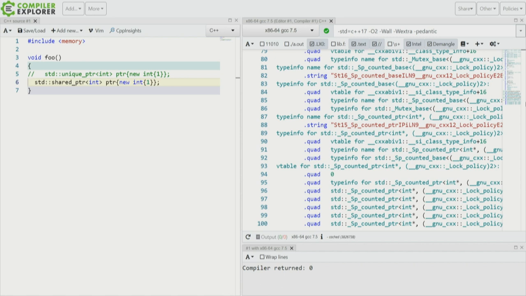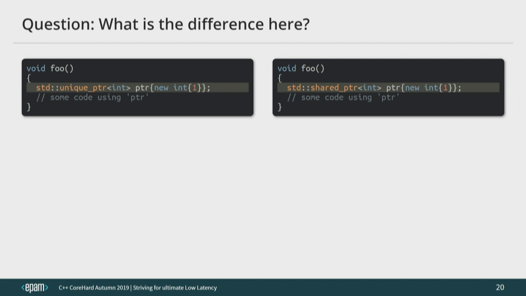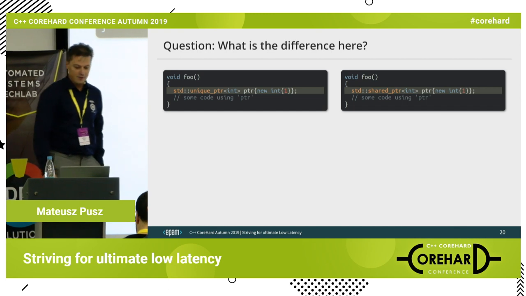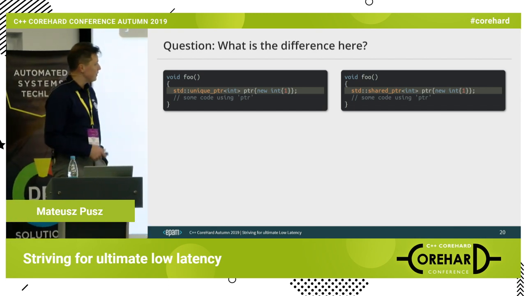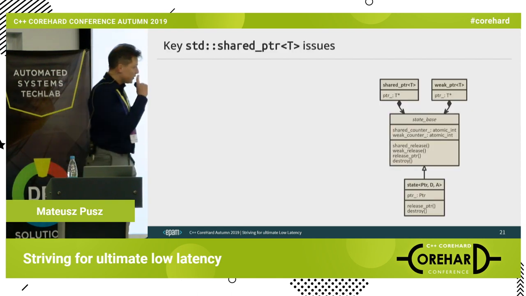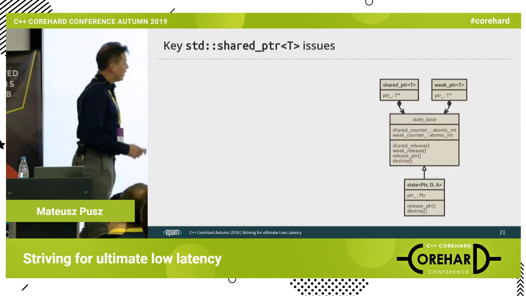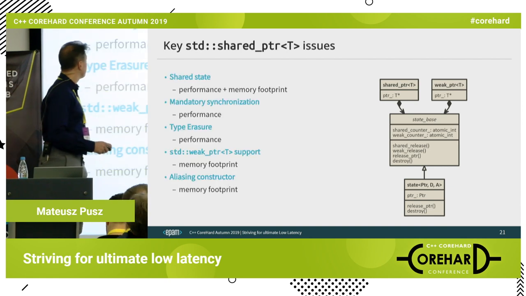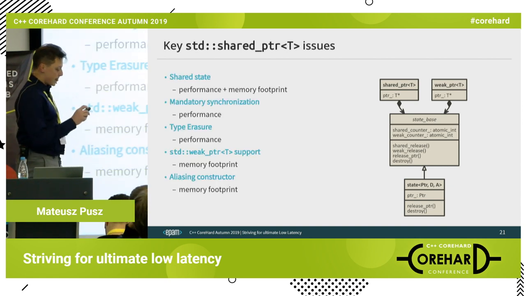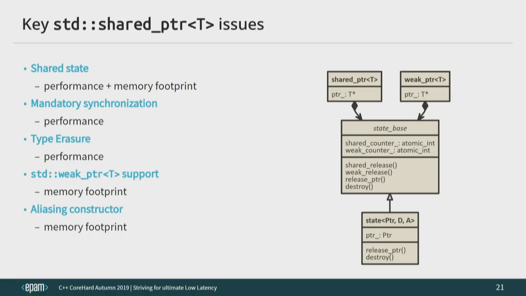So this is why we should refrain from using tools like shared pointer in performance demanding software and paths. Why is the shared pointer so slow? First of all, because there was a decision that it has a shared ownership design.